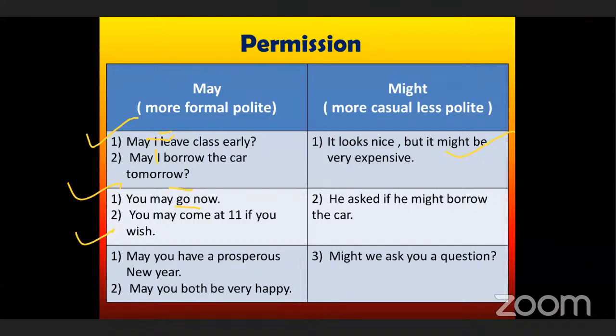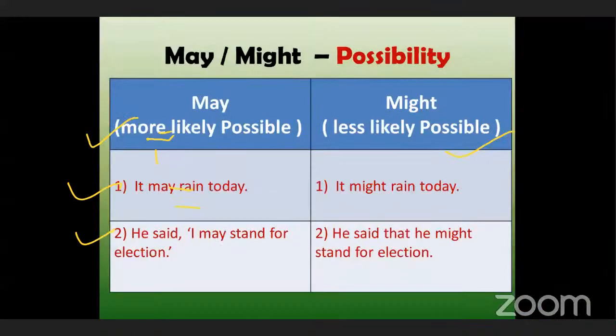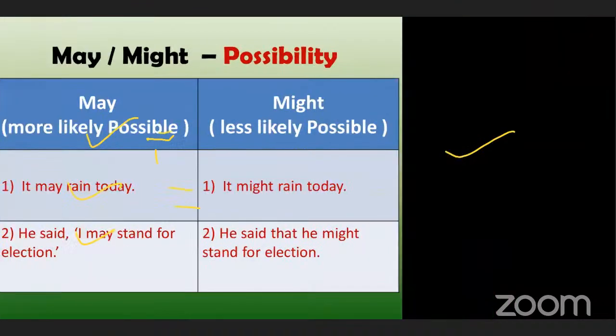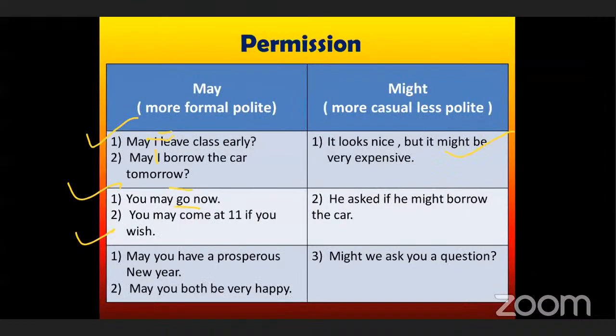Okay. So see, here we have seen how to use the modal auxiliary may and might. What we have seen in the first slide is that may and might are used when they indicate possibility; the may is more likely possible and might is less likely possible. And when we have permission, to give permission, to ask permission, to express a wish, we use may. And when it is less polite, more casual, we use the modal auxiliary might.